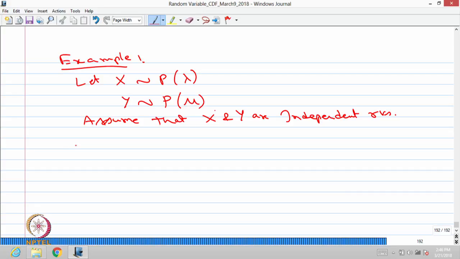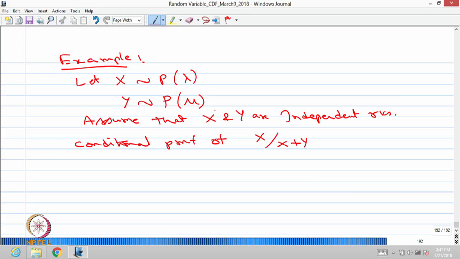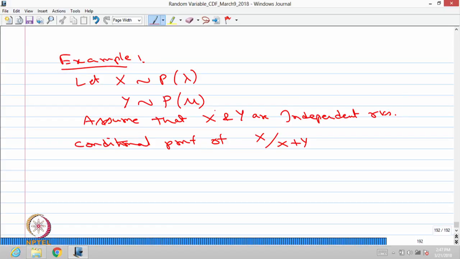Okay. We will find out what is the conditional probability mass function of X given X plus Y. Earlier in the definition, we have discussed the conditional probability mass function of one random variable given another random variable. But here, it is the conditional distribution of X given X plus Y. That means, first we should know what is the distribution of X plus Y. Then we have to go for finding the conditional probability mass function of X given X plus Y. Since X is a discrete type random variable, Y is also a discrete type random variable, we know that X plus Y is also going to be a discrete type random variable. Therefore, we can go for finding a conditional probability mass function of X given X plus Y. That is the question.